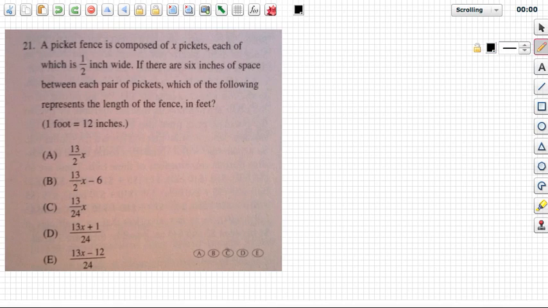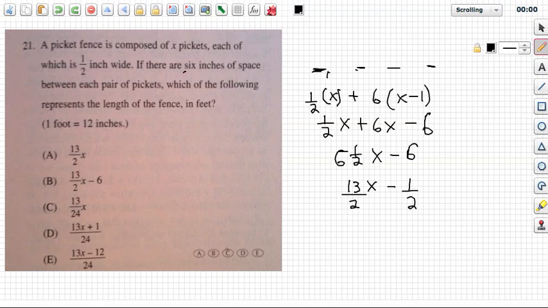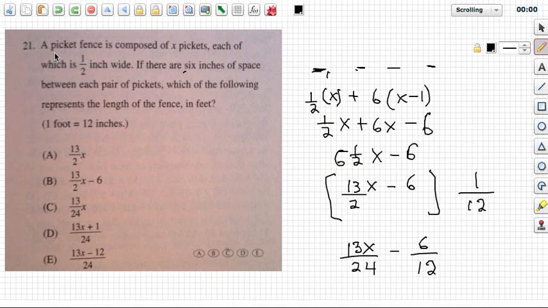Okay, I now have some exercises for you. I would like you to pause the video and try and answer this question on your own, and then run the video for the answers. A picket fence is composed of X pickets, each of which is 1/2 inch wide. So I have X pickets, 1/2 inch wide. If there are 6 inches of space between them, and the number of spaces is 1 less than the number of pickets, so you have to add 6 times number of pickets minus 1.